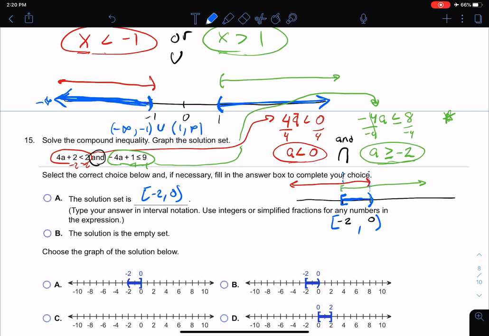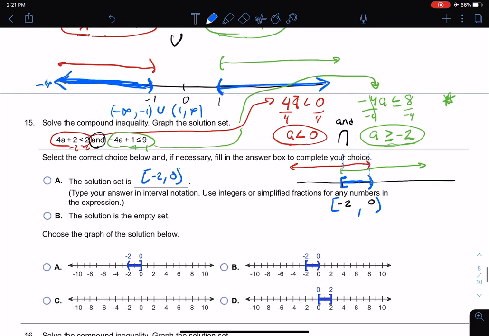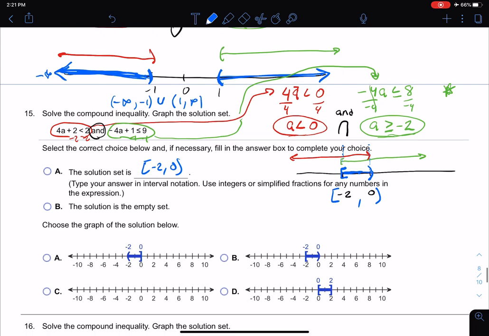Was that 0 or, let's see, yes, -2 to 0. We're on number 15. Okay, now let's find the graph that matches with that. That is going to be from -2 to 0, and it's closed at -2, and it's open at 0. That's got to be B.